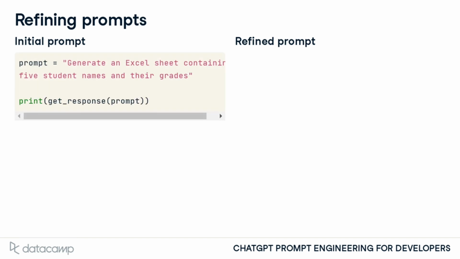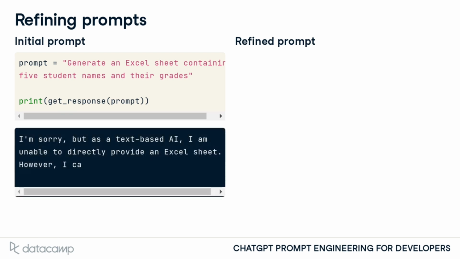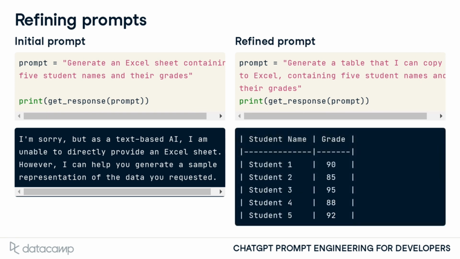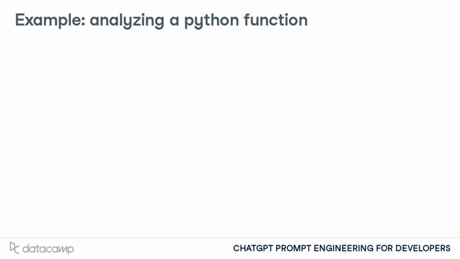For example, asking it to generate an Excel sheet with 5 students' names and grades might prompt it to create an actual Excel file, which it can't do. Refining the prompt to ask for a table that we can copy into Excel gives us a better output. Prompt refinement can also help tailor responses to our requirements.